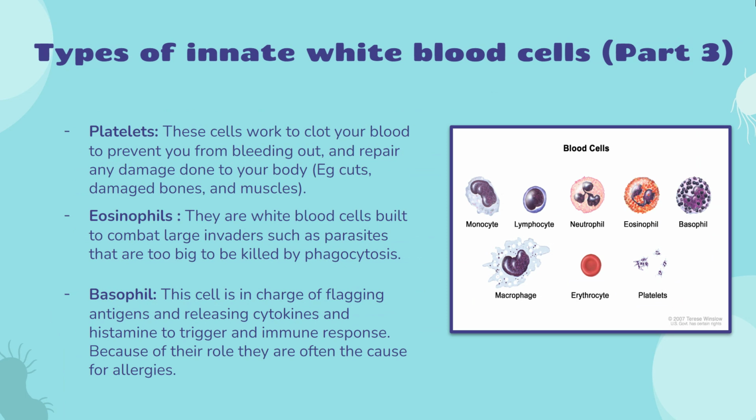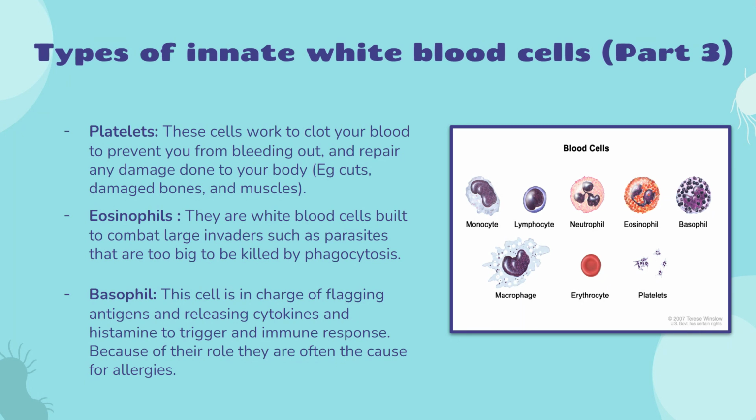Eosinophils are white blood cells built to combat large invaders such as parasites that are too big to be killed by phagocytes, or phagocytosis at least. This is because usually when you deal with phagocytosis, you are bigger than the thing that you are engulfing. As you might have guessed, a parasite is much larger than a white blood cell, so it cannot be engulfed. How your body gets around this is it makes eosinophils, which will just kind of start disassembling the parasite on a cellular level, which is a little bit horrifying to think about, but you can't complain with the results.